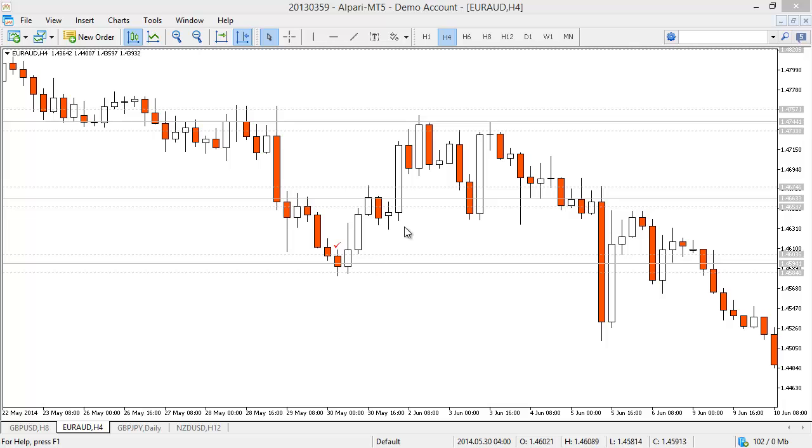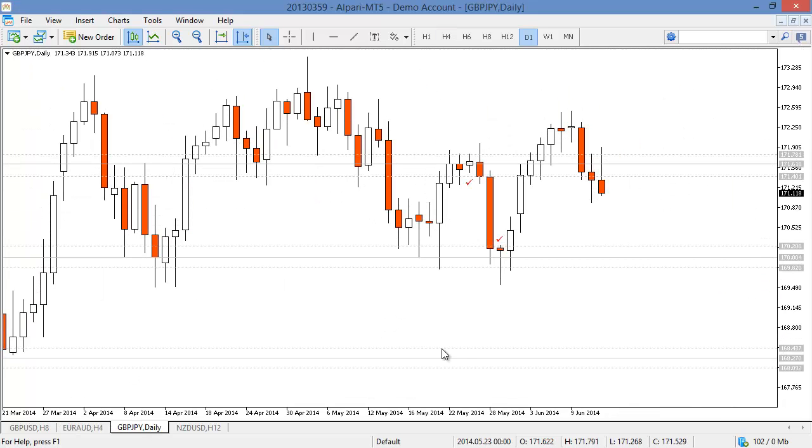Okay, so again, this setup is on a 4-hour chart, but because you're trading large time frames, you have a lot of time with this setup to plan it, to execute it. You have a lot of time. You're not rushed. It's low maintenance. Now we're going to look at something that's really low maintenance.